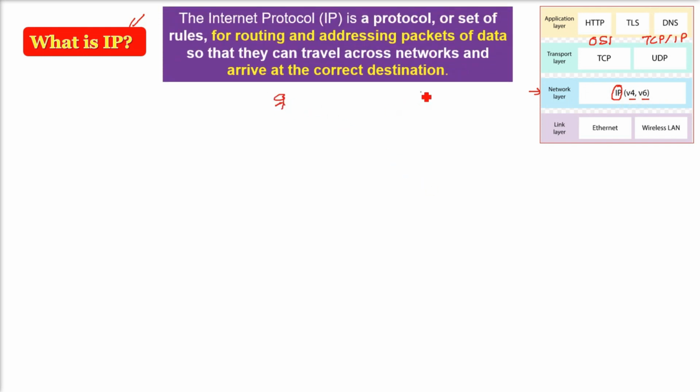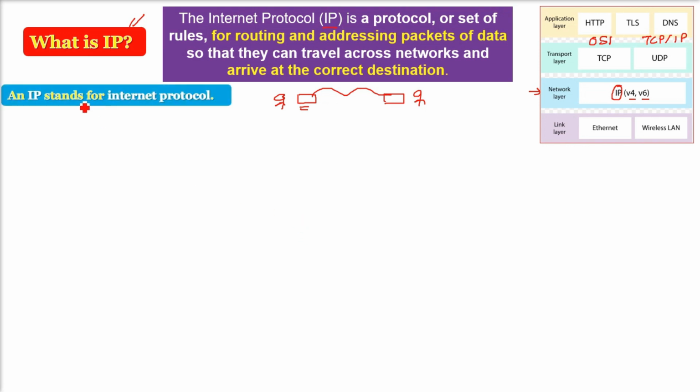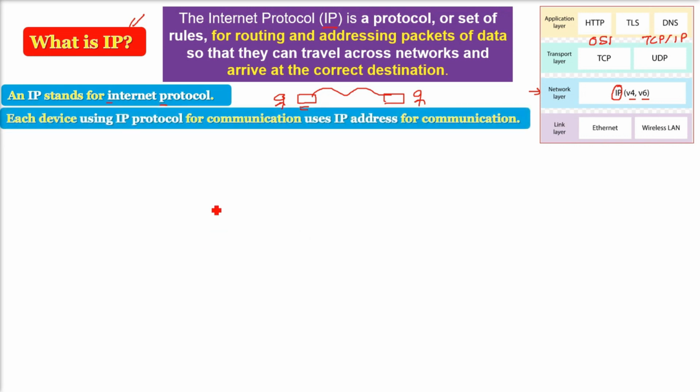When a user wants to send data packets from one machine or computing device to another, what will be the route and what will be the addressing scheme for the packets? This Internet Protocol is nothing but the set of rules or guidelines so that the data can travel from one network to another. So IP stands for Internet Protocol.